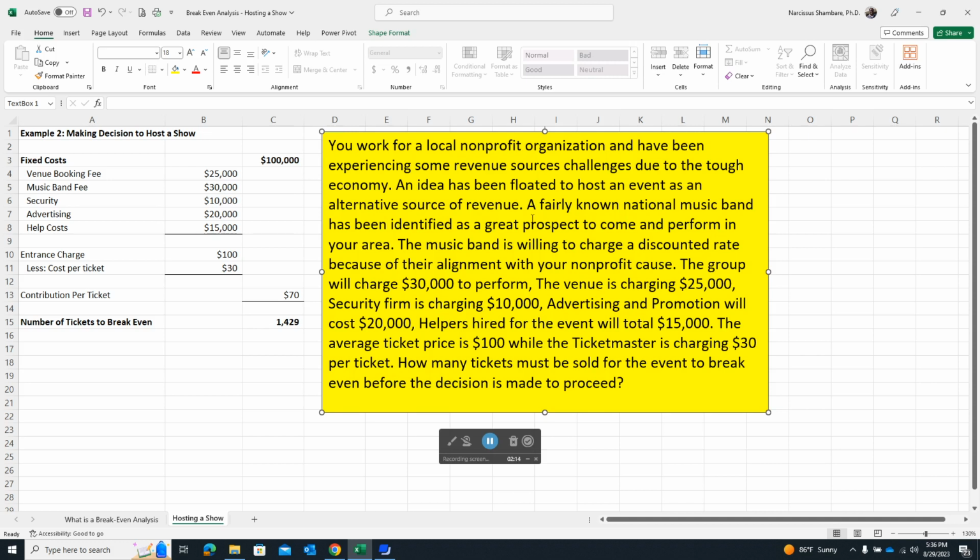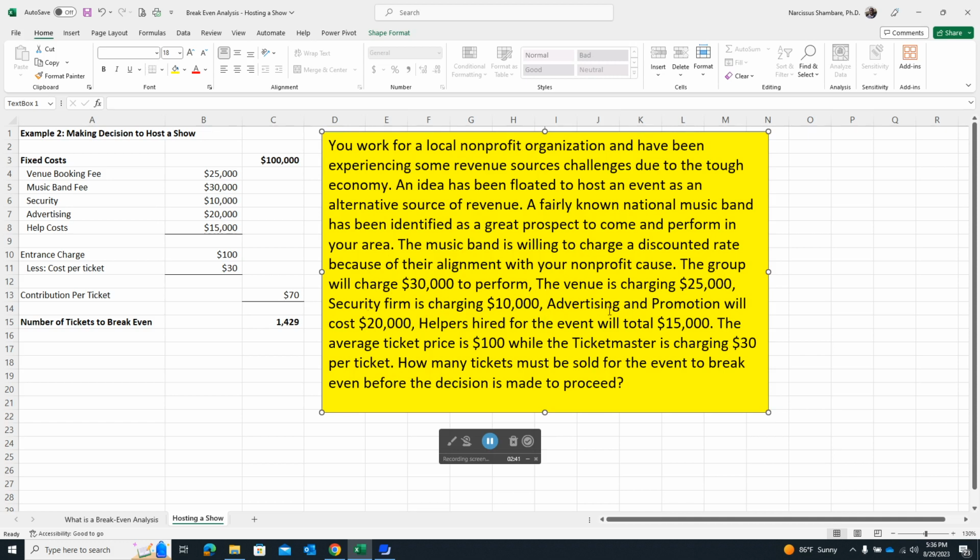Of course, they do have a national music band that is dedicated to their mission, and so they will be able to bring them across. The music band is willing to charge a discounted rate because of the alignment with your nonprofit cause, and the group will charge $30,000 to perform, and the venue is charging $25,000.